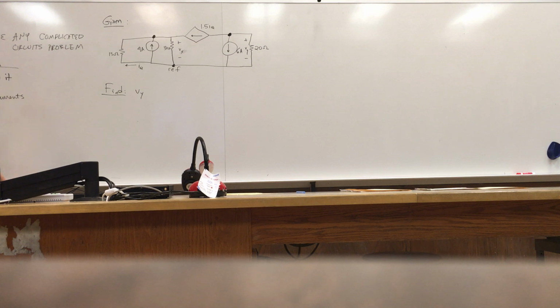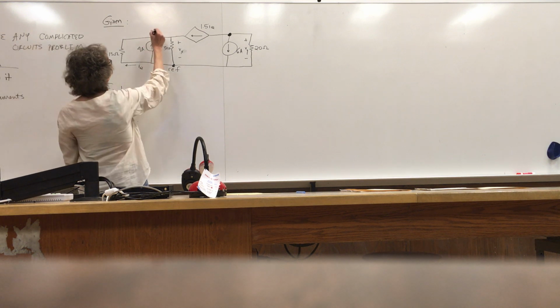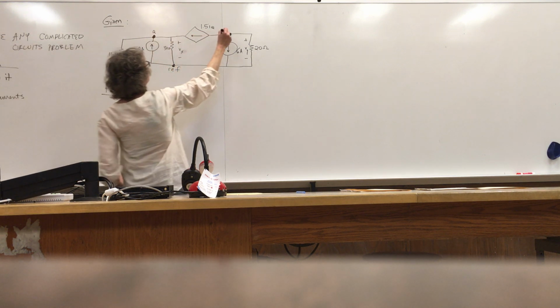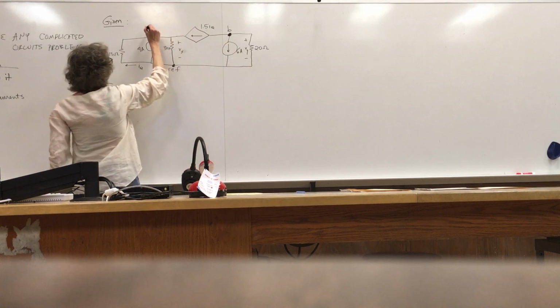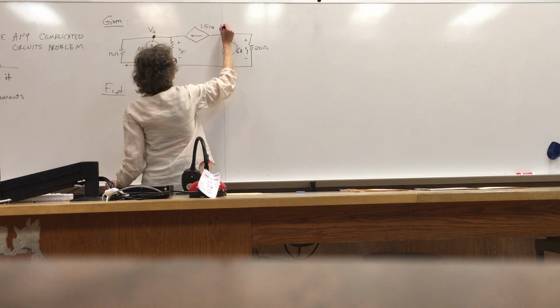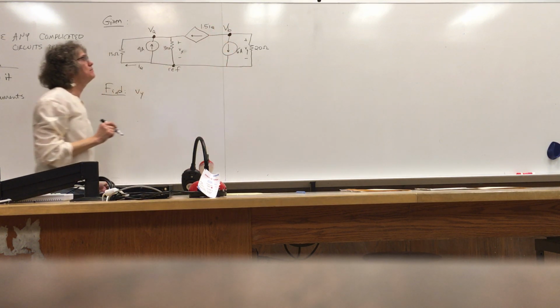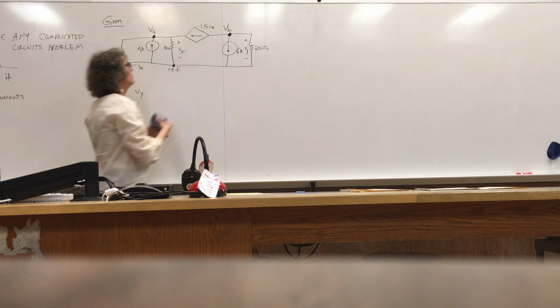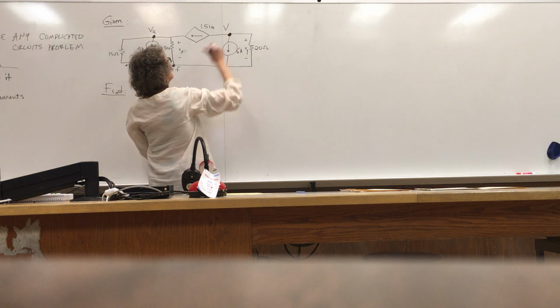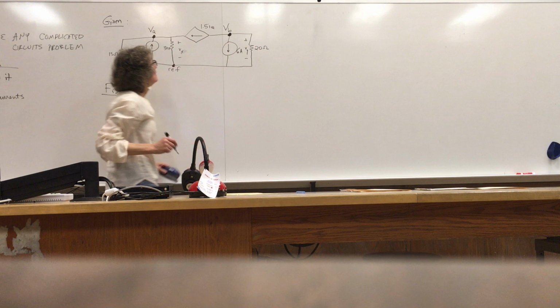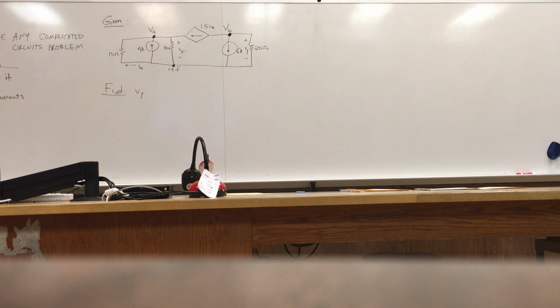Okay, I haven't actually labeled my node voltages yet though. Let's say I'll label this node A and this node B. So the node voltage here would be V sub A and the node voltage here would be V sub B. Okay, now I've labeled my node voltages. I love checking off checklists.